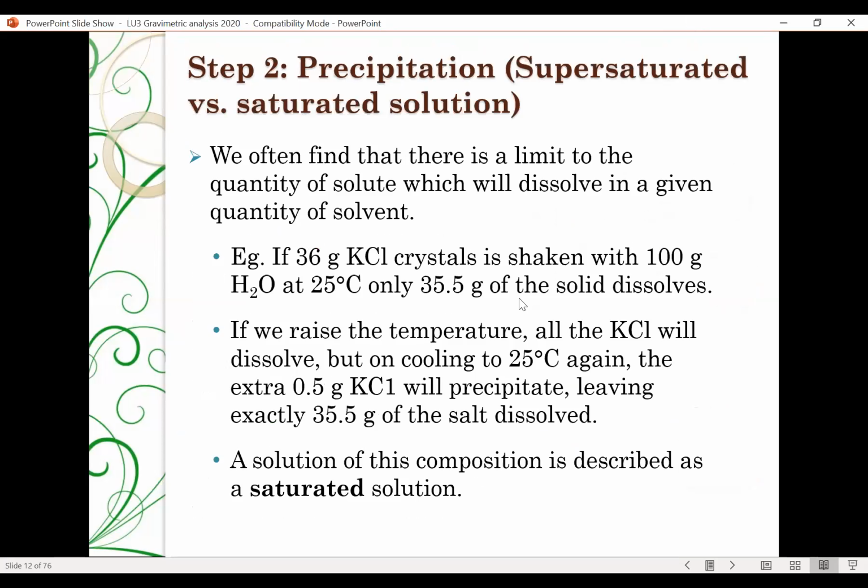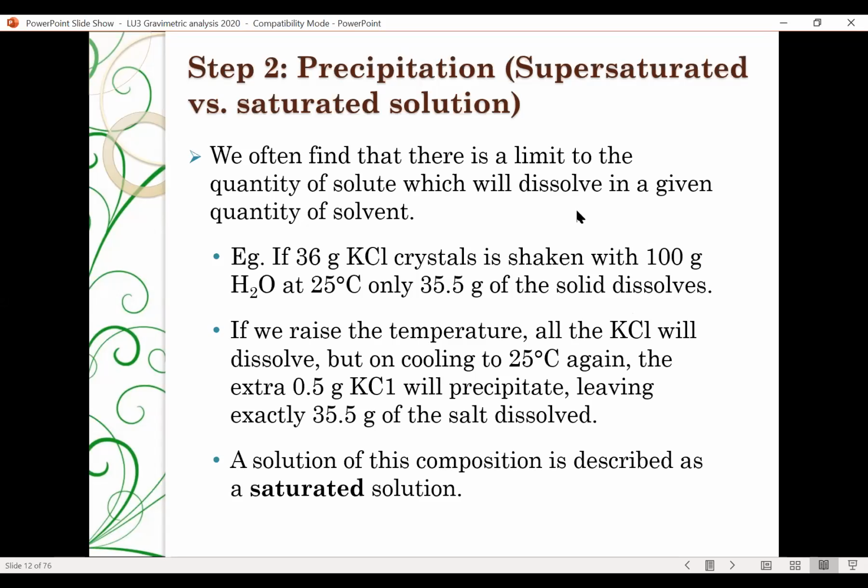We often find that there is a limit to the quantity of solute which will dissolve in a given quantity of solvent. So from here, I will explain the supersaturated versus the saturated solution. This concept is important because supersaturation is directly involved in the precipitation process. Okay, I'll show you later on.